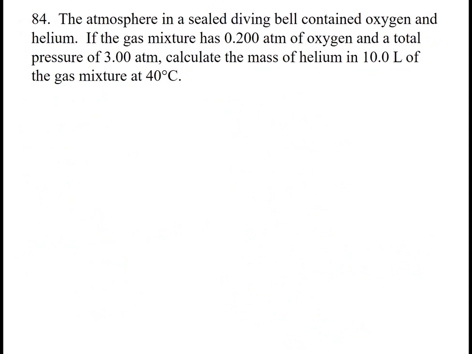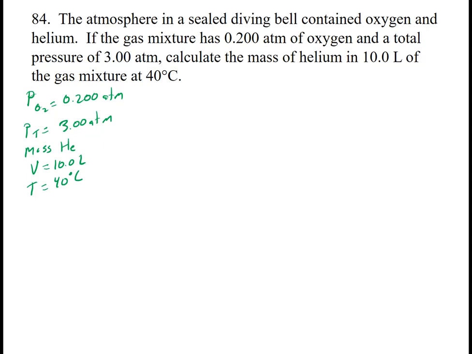The next one says that I have a diving bell of oxygen and helium, and the gas mixture has a pressure of O2 of 0.200 atmospheres. I have a total pressure of 3.0 atmospheres. It wants to know what the mass of helium is. I have a volume of 10.0 liters, and I have a temperature of 40 degrees C. So again, there's a long way and a short way of doing this.